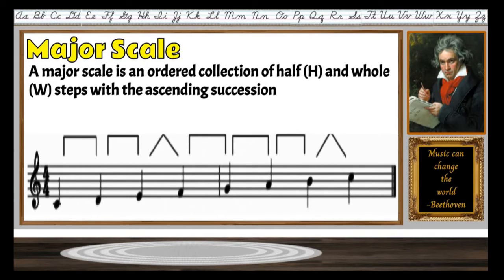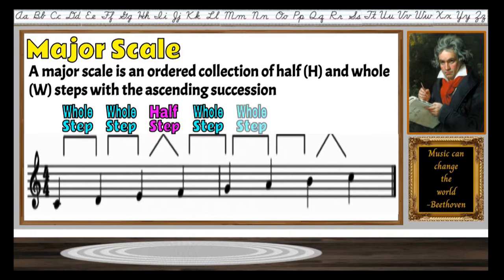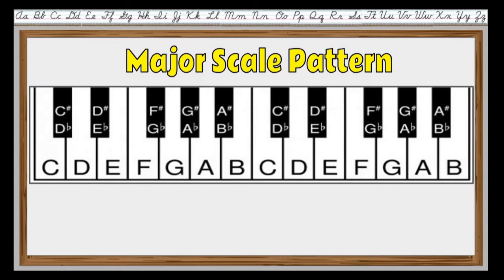A major scale is an ordered collection of half and whole steps with the ascending succession: whole step, whole step, half step, whole step, whole step, whole step, and half step. Let us take a look at this pattern on the keyboard. The white keys on the keyboard are named C, D, E, F, G, A, B, and higher C.